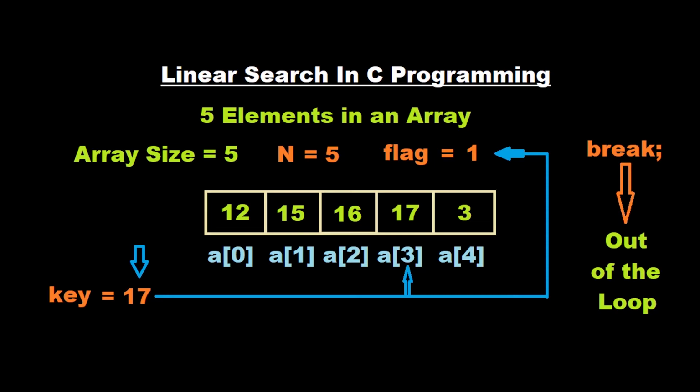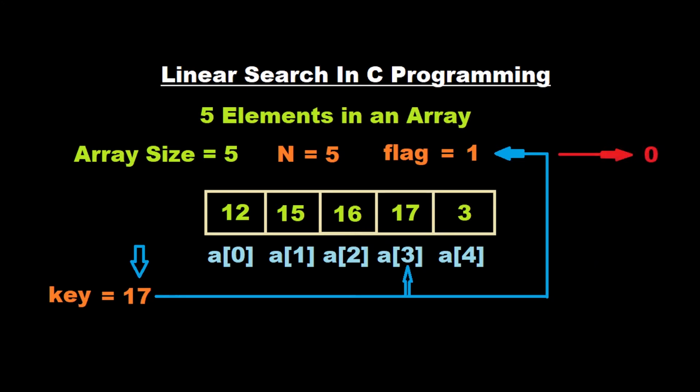And then we will compare the value stored in the flag variable. If the value of flag is 0, then we will say that the number that we were searching was not found and the search was unsuccessful. But if the value of flag is 1, then we can say that the number which we were searching in our array has been found and we will print the search has been successful. So that is it, guys. This is the logic behind the program.